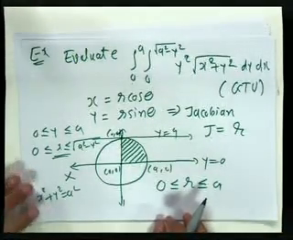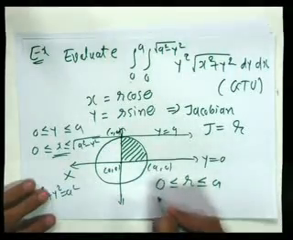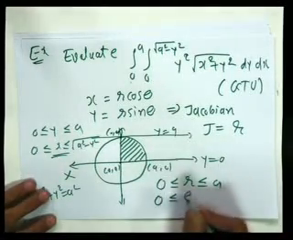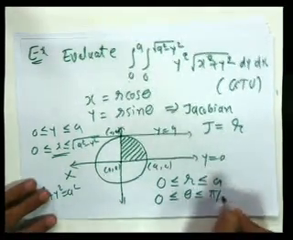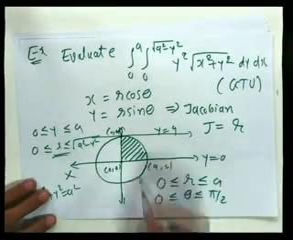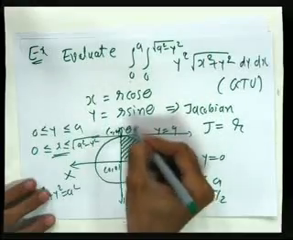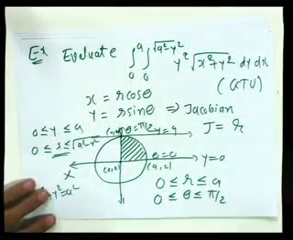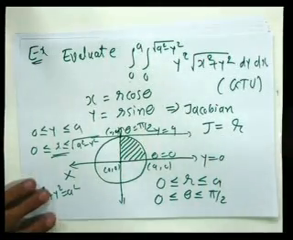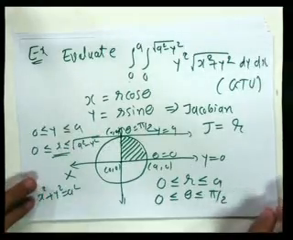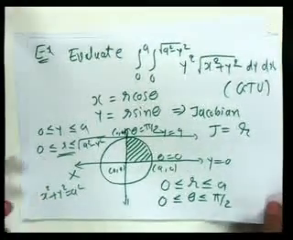So angle theta is bounded between 0 to pi by 2, because here theta is equal to 0 and here theta is equal to pi by 2. So the limit of theta is 0 to pi by 2. So now we are ready to evaluate this example.